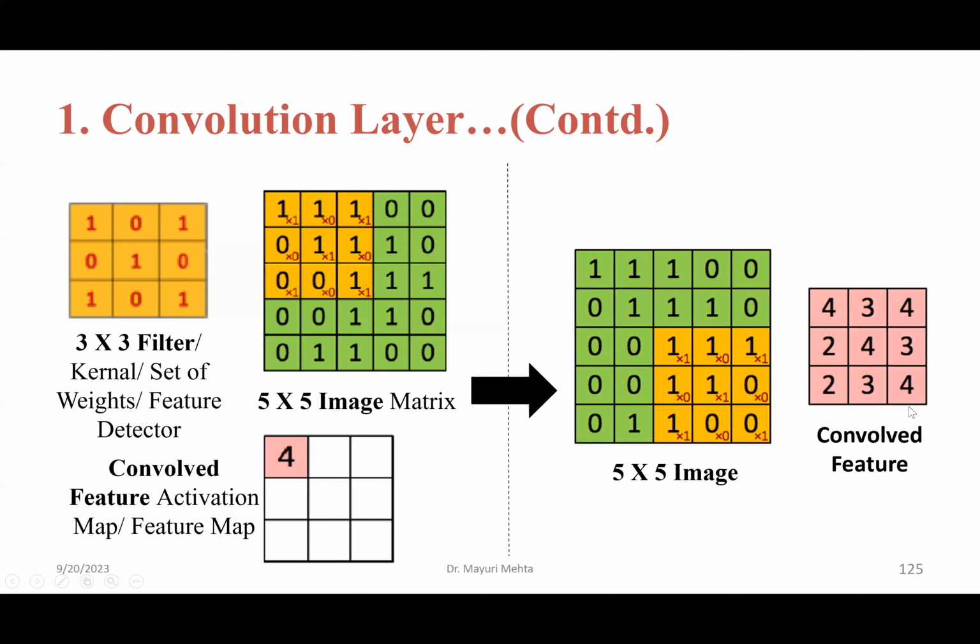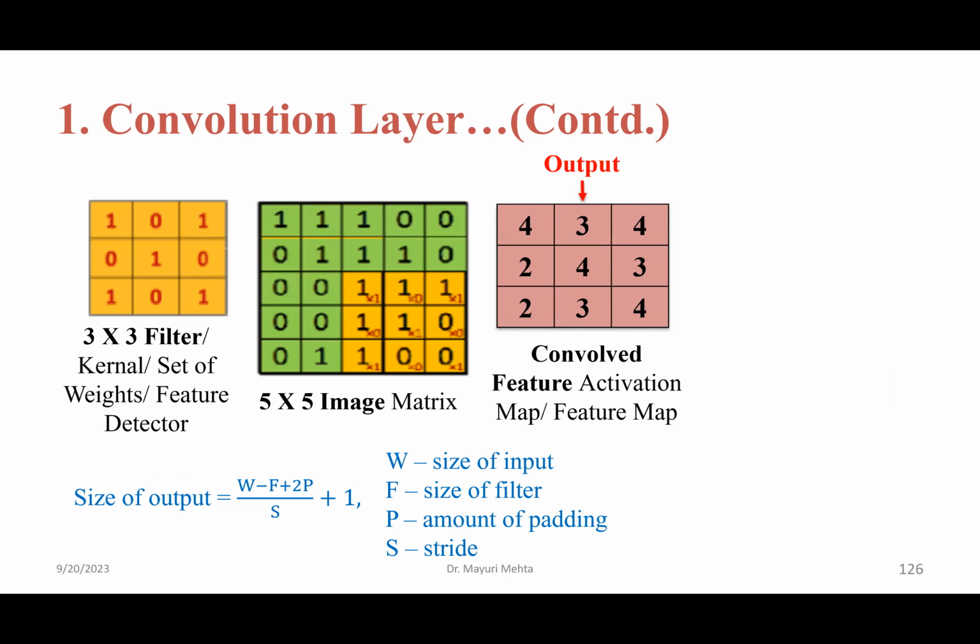I hope it is clear how this convolution operation is carried out. See, these are multiplied, then the next block, the next block, the next block. Such 9 blocks are there because the stride value is 1. They are processed and we get the values. So this is the output of the convolutional layer.